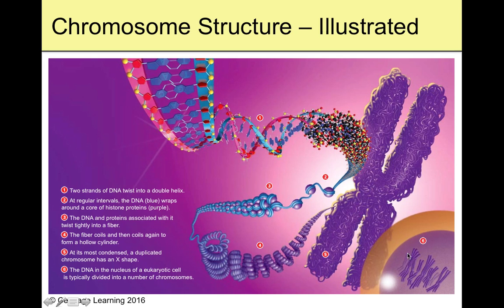And then here is the cell membrane of a cell, the nucleus, the nuclear envelope, and there are many different chromosomes, different lengths and structure. So one sister chromatid, one sister chromatid, one duplicated chromosome, ready for reproduction. Very, very, very cool. That's a chromosome.